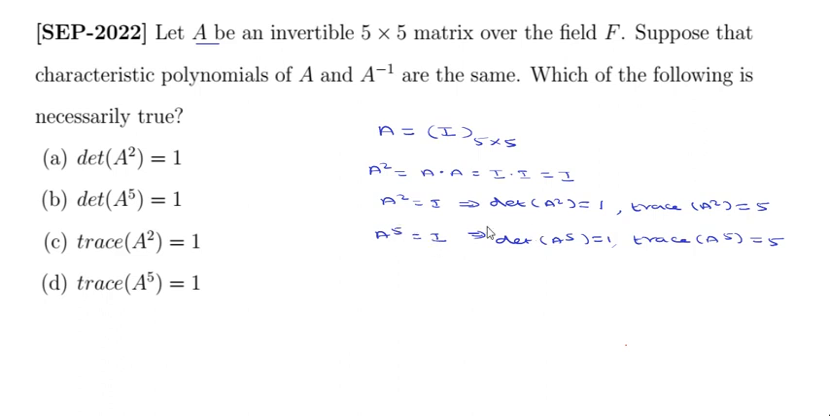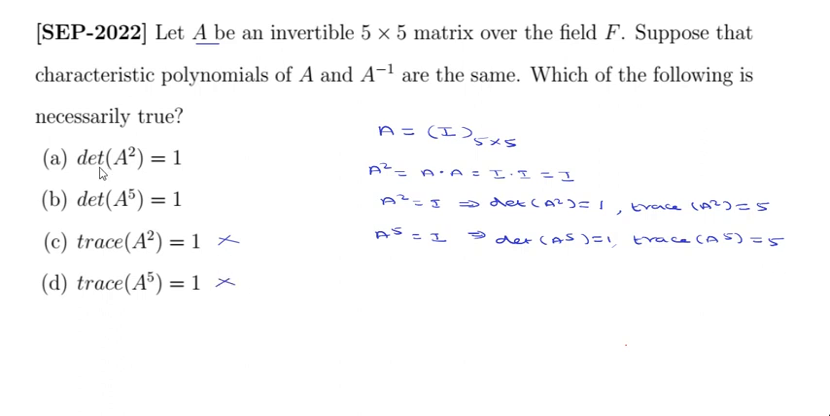the identity matrix. So from this we can eliminate the third and fourth options. The third option says trace of A square equals 1, but here we get trace of A square equal to 5, so this is wrong. Similarly the fourth option says trace of A power 5 is equal to 1, but according to our example, trace of A power 5 equals 5. So the fourth option is also wrong.